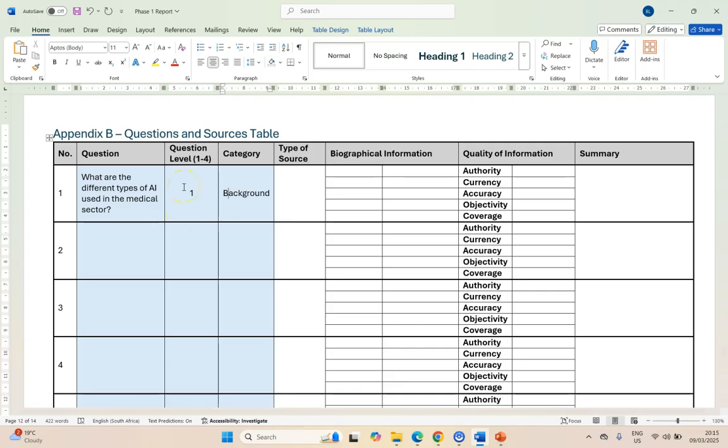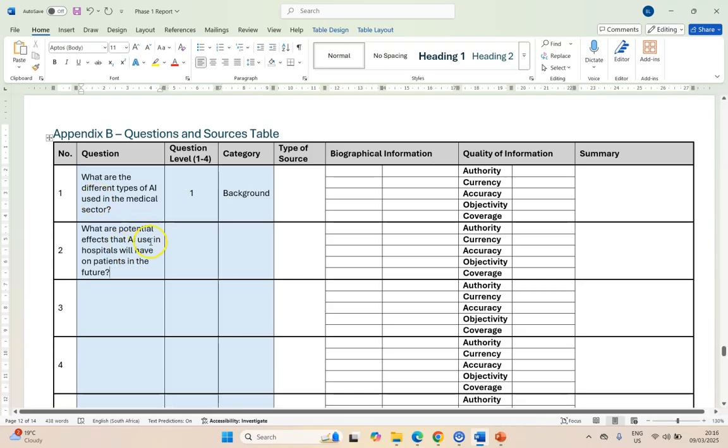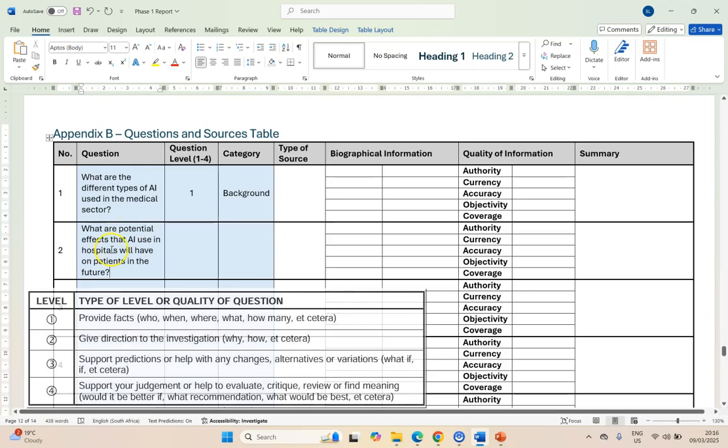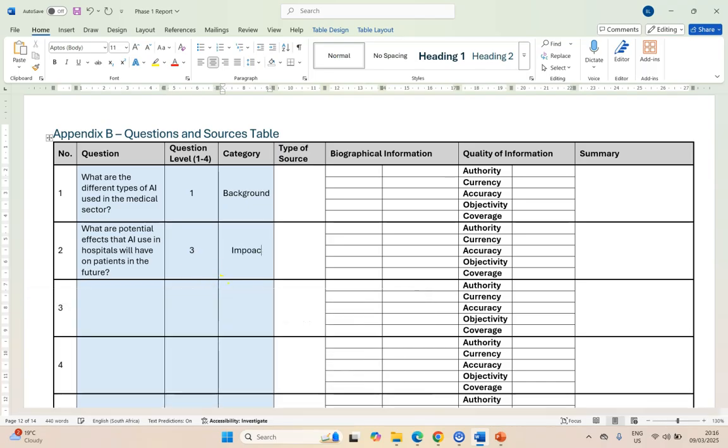Now you must do another question. What are the potential effects that AI use in the hospitals will have on patients in the future? Again, focusing on a particular sector that we are focusing on. This is obviously related to potential effects, what's happening in the future. So this is more predictive. So this is more likely to be a level 3 question. And maybe I've got a category called impact, which will be related to the impact of AI.